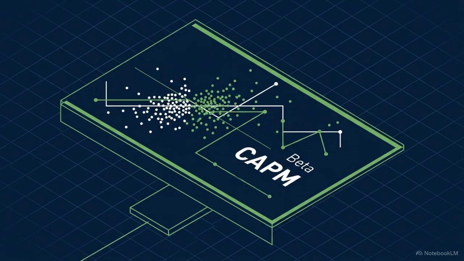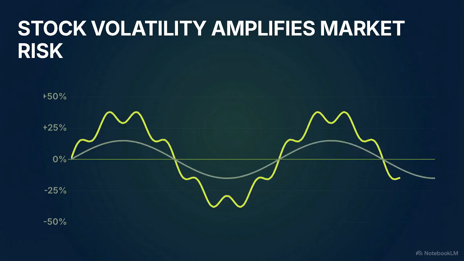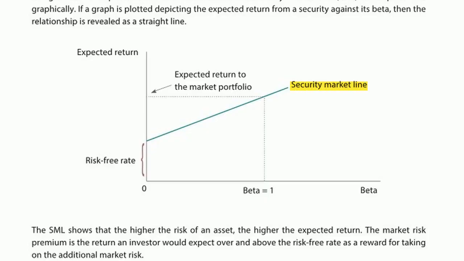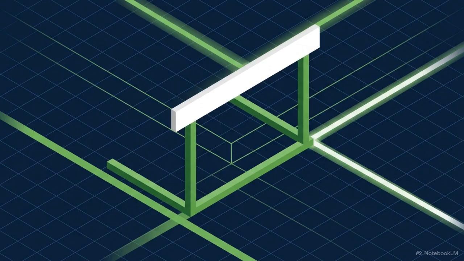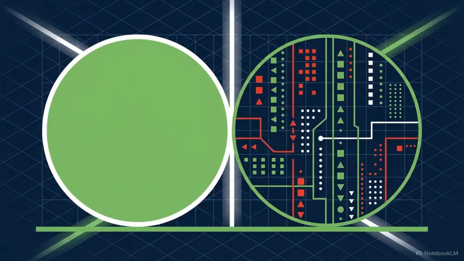To predict those exact expected returns, we use the Capital Asset Pricing Model, or CAPM. A key input here is beta. Beta measures systematic risk, specifically how a stock's volatility compares to the overall market. Looking at this security market line graph, CAPM combines the risk-free rate, the market premium, and beta to draw a required baseline return. If a portfolio fails to clear that specific hurdle, the investment is objectively a failure, regardless of its raw percentage gain.